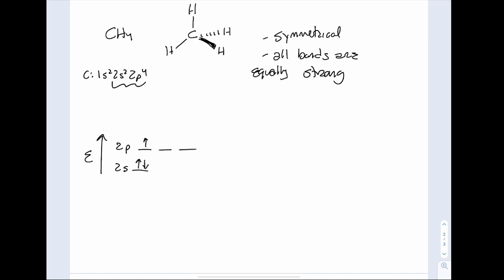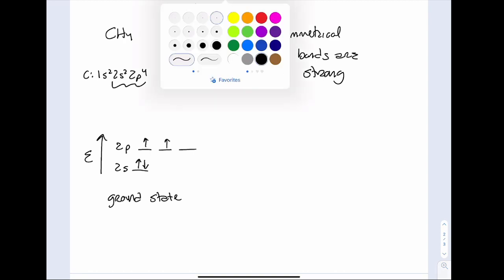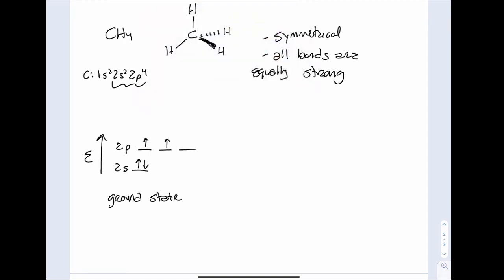And then using Hund's rule, I would put 1 in each of those orbitals. So this would be my ground state. If I follow the Aufbau principle, this is what I would get. So this is my ground state electron configuration for carbon. If I look at this ground state, carbon actually would only form 2 bonds, because remember when I'm forming those bonds, each is bringing an electron. Carbon has to bring an electron for each one of those bonds.